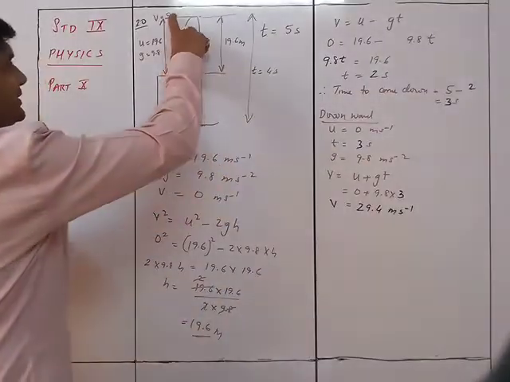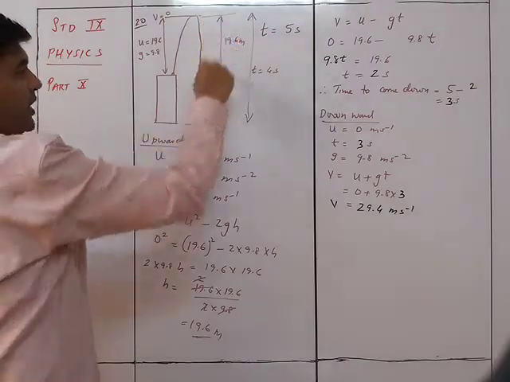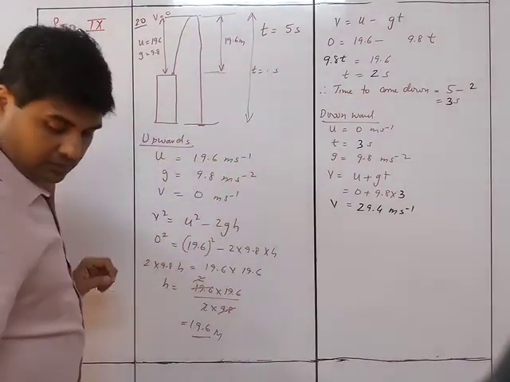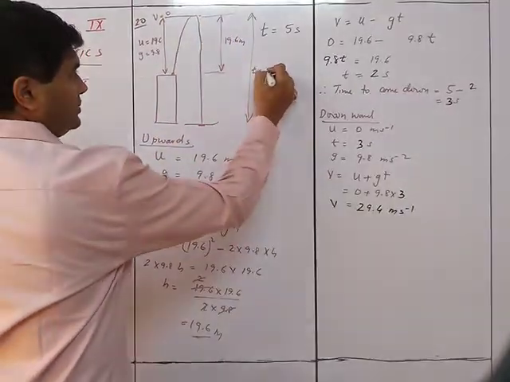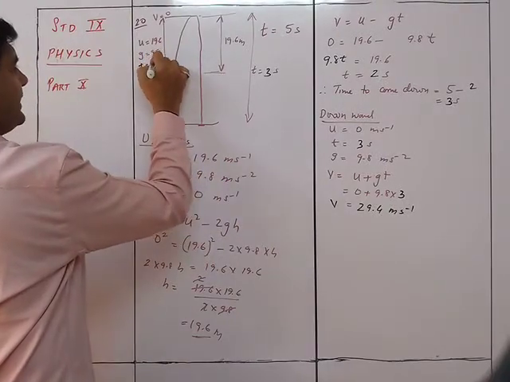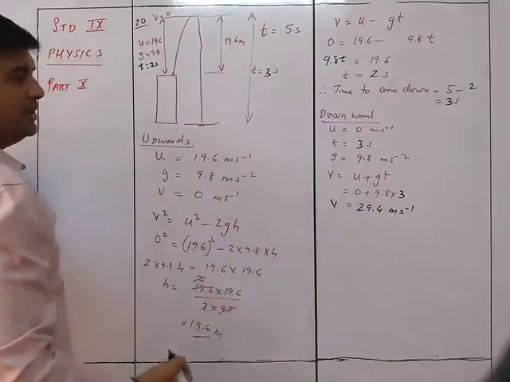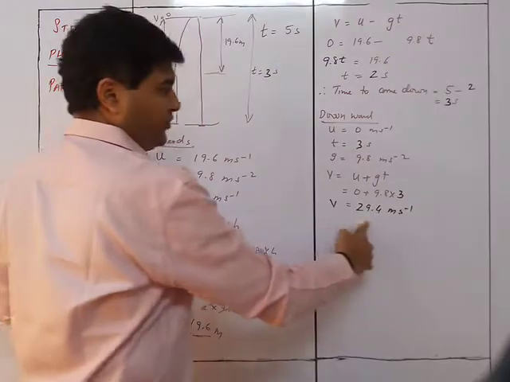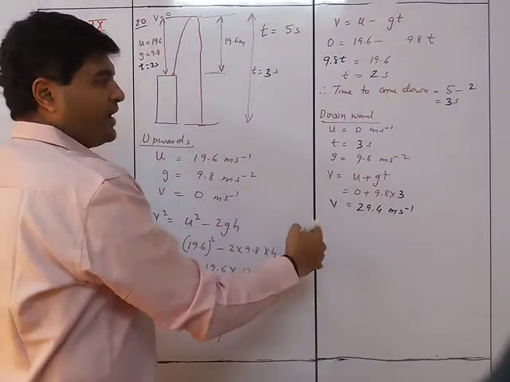So here, this first time is 2 seconds, and from here to here, the time is 3 seconds. So this is 2 seconds. T is equal to 2 seconds. This time is 3 seconds. So we found out V. We will also find out H.